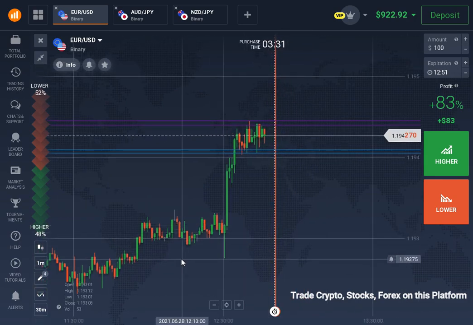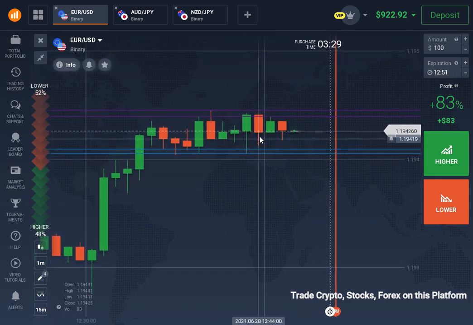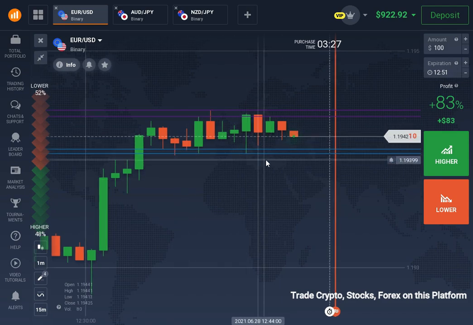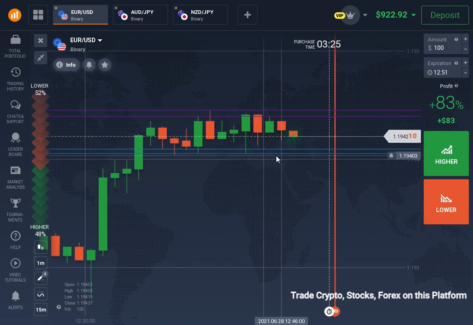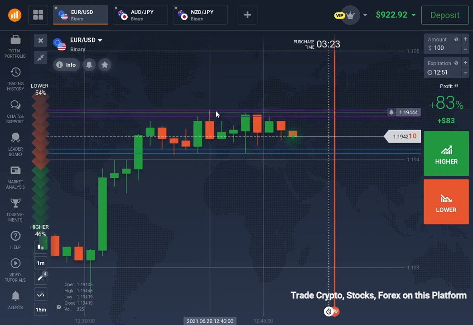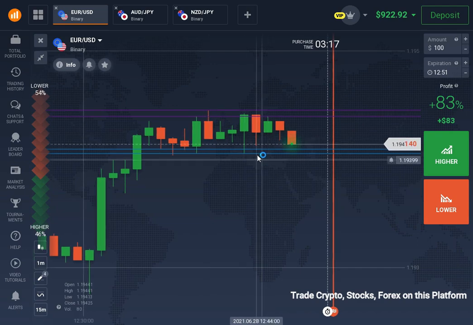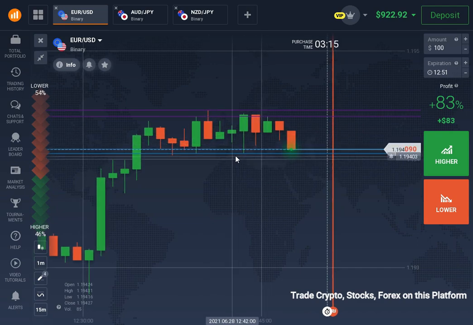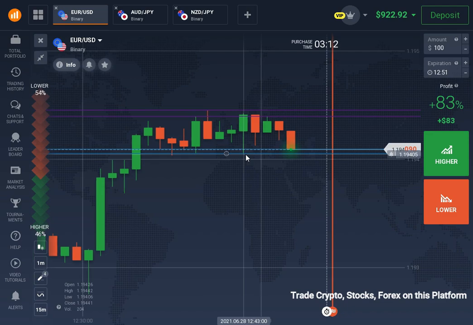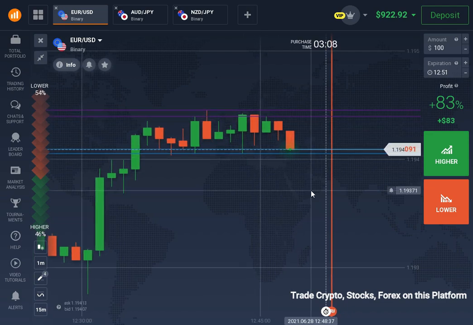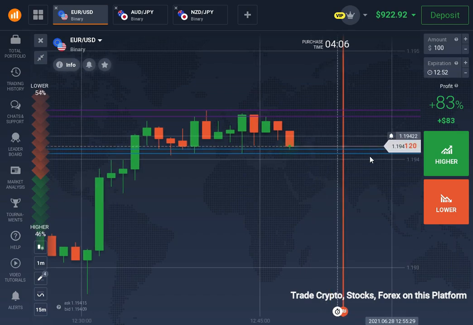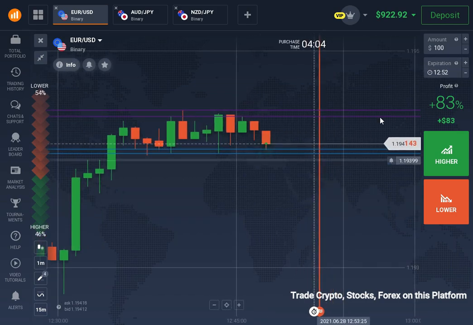Because of this strong uptrend, you can see the wicks down here. These are the pressures created by the buyers. This resistance level is hindering the path of the market, and these wicks are showing that buyers are still trying to break this resistance level. Let's wait.